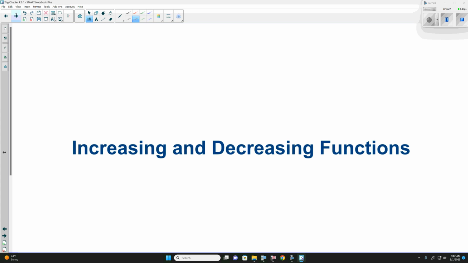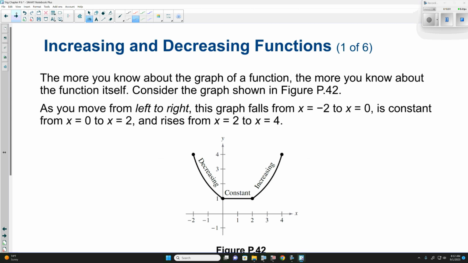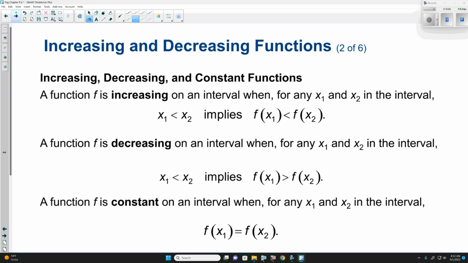The last thing I want to talk about is increasing and decreasing. So we have this here, increasing, decreasing. So a function is increasing on an interval if for any x1 and x2 in the interval, x1 is less than x2 implies that f of x1 is less than f of x2. Clear as mud? Because, well, obviously we've gone over this before. Have you covered or talked about increasing, decreasing, and constant before?